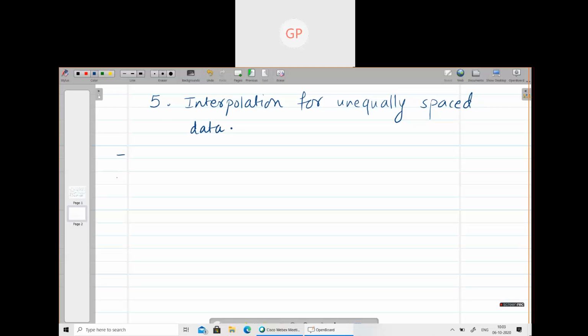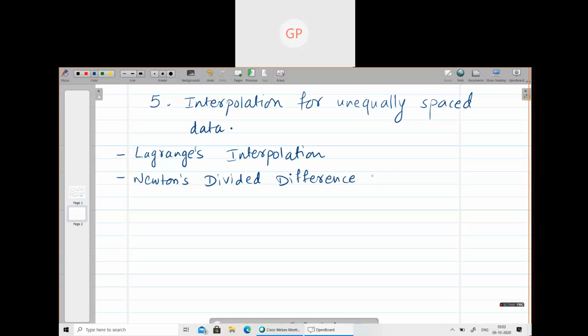Okay, so here basically we are going to see two things. The very first one is Lagrange's interpolation, and the second one is Newton's divided difference interpolation, which is written as NDDI.